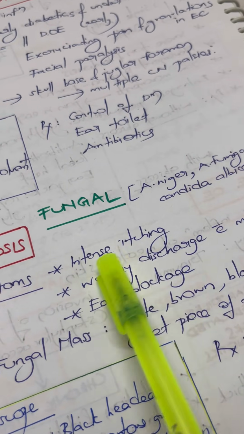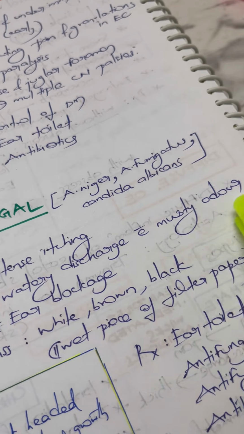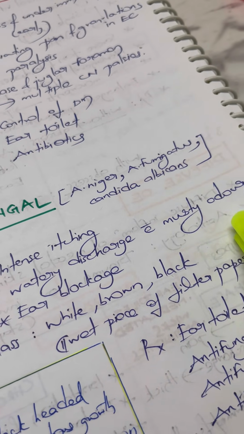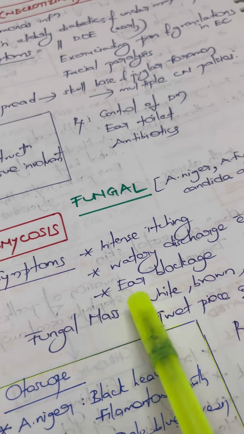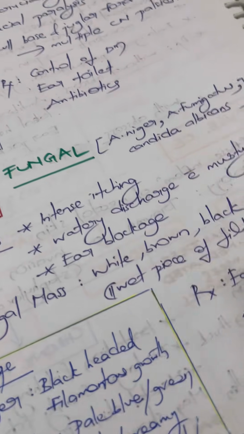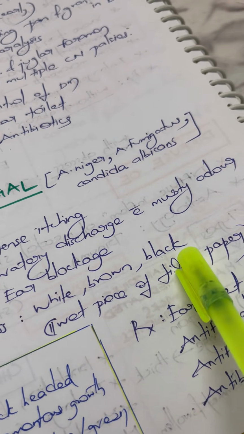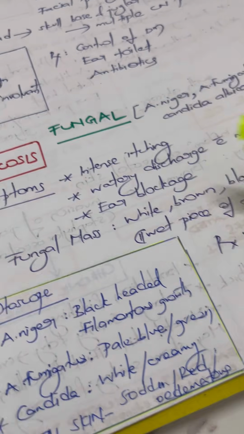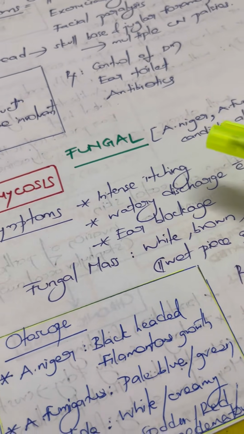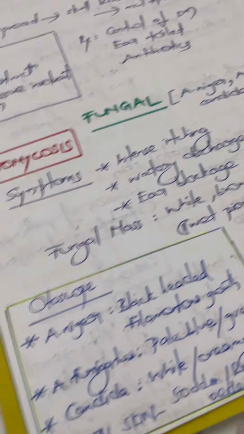There will be intense itching, which will be told by the patient, and there will be watery discharge with a musty odor. This is a differentiating feature, and there will be ear blockage as well. On otoscopy, we can see a fungal mass which can be white, brown or black, resembling a wet piece of filter paper. Now we can differentiate which organism is causing these colors. Let's see that.